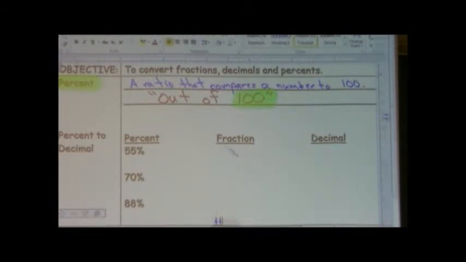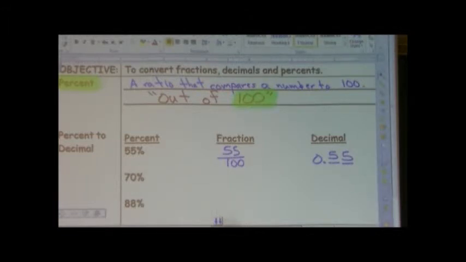55%, that just means 55 is being compared to 100. So there's my fraction. And for my decimal, I'm going to write that number in the hundredths place, because that's out of 100. So the last place that needs to be filled out has to be the hundredths place, and that's the second decimal place behind the decimal. So this is my decimal.